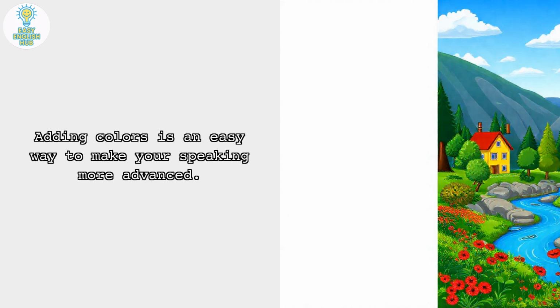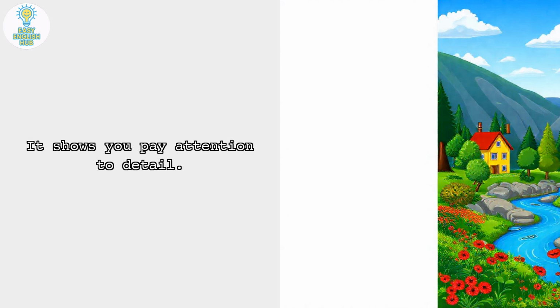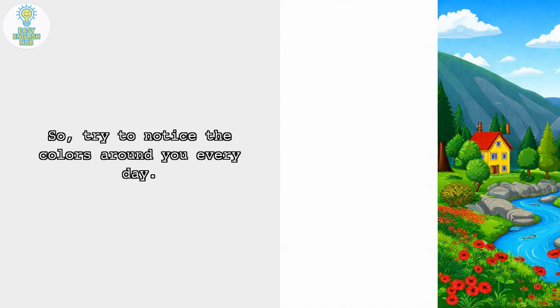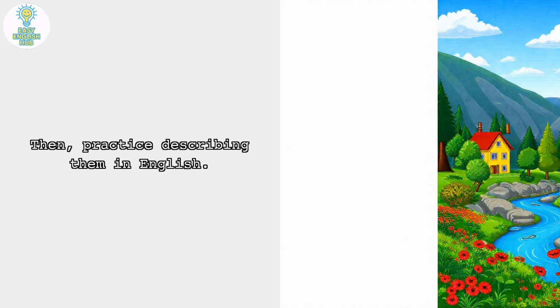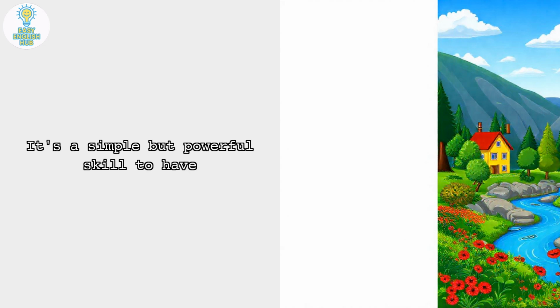Adding colors is an easy way to make your speaking more advanced. It shows you pay attention to detail. So, try to notice the colors around you every day. Then, practice describing them in English. It's a simple but powerful skill to have.